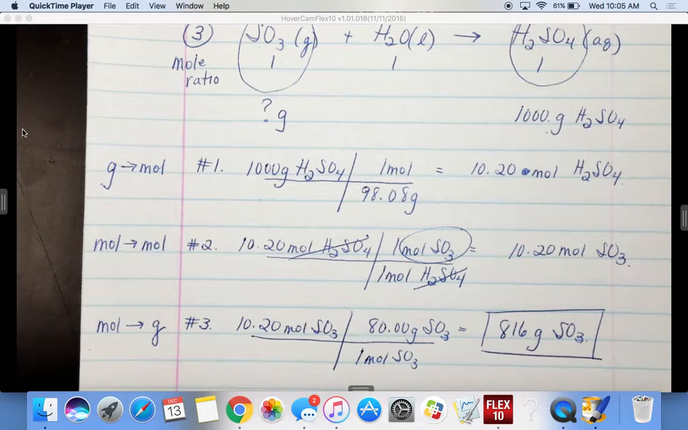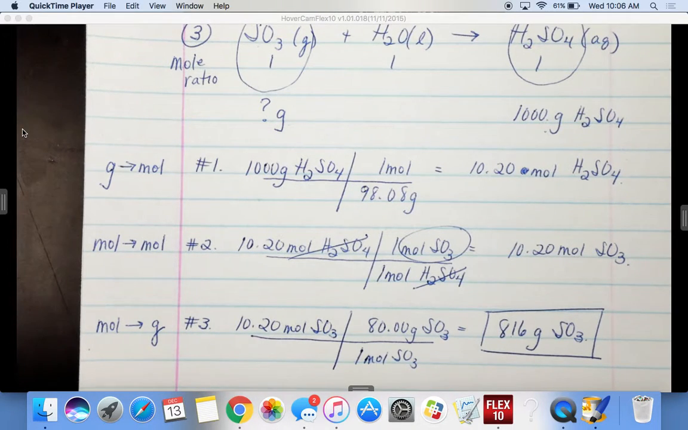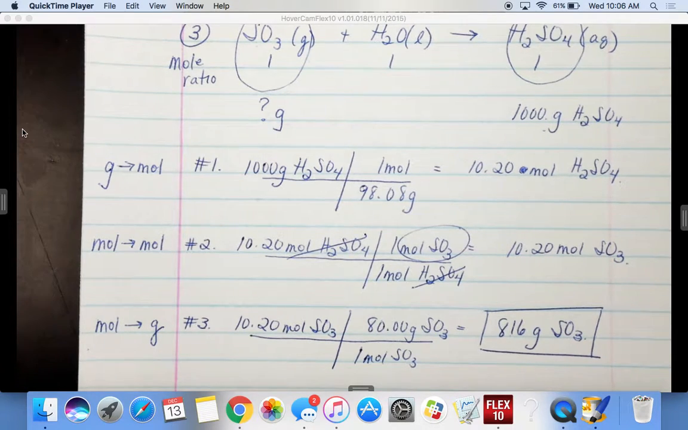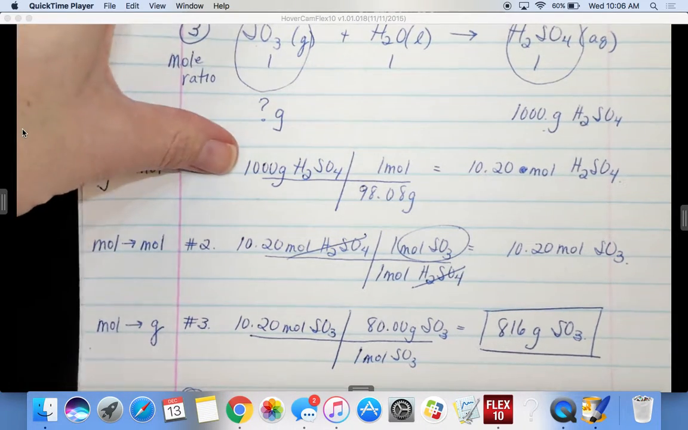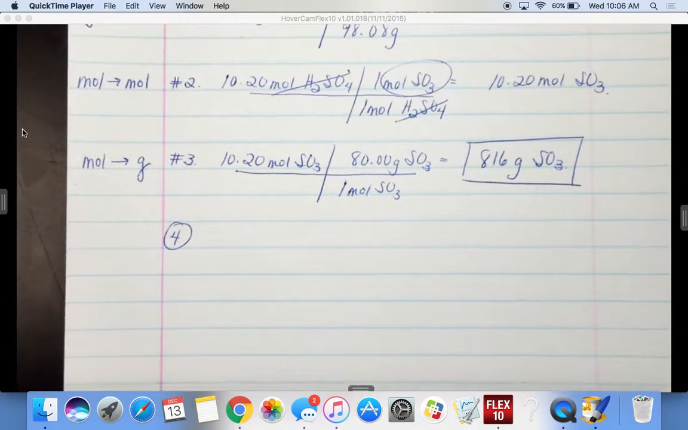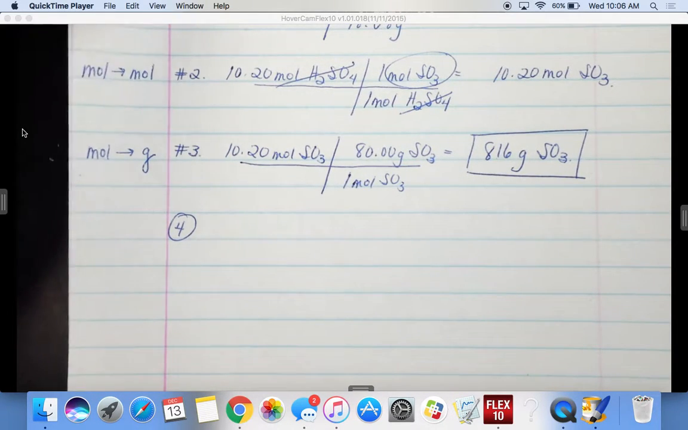Now remember, you can do this out in 3 individual steps, or you can combine these steps into one long step. So that's the method I'm going to use for number 4, because I know some of you want to be working towards doing that one step.